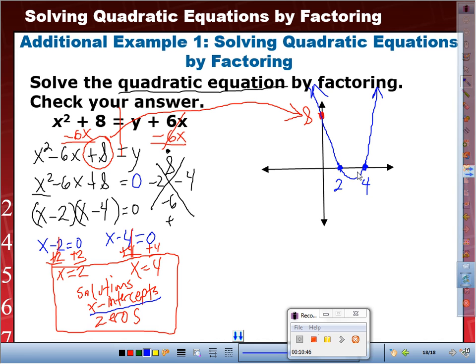How are we doing? Let me go through the steps again. Step 1, solve for y. Did we do that? Yes. Step 2, substitute 0 for y. Yes. Step 3, factor the trinomial. Yes. Step 4, set each factor equal to 0. Yes. Step 5, solve for the variable. Yes. Step 6, graph using the y-intercept and the x-intercepts. What is our final step? Check. We'll do that right now.